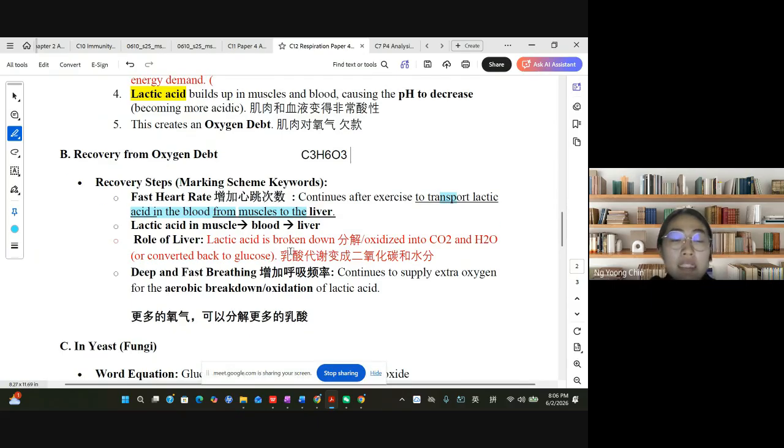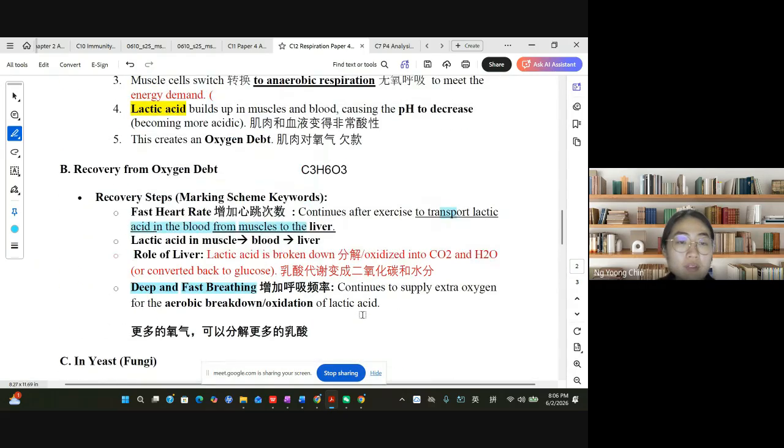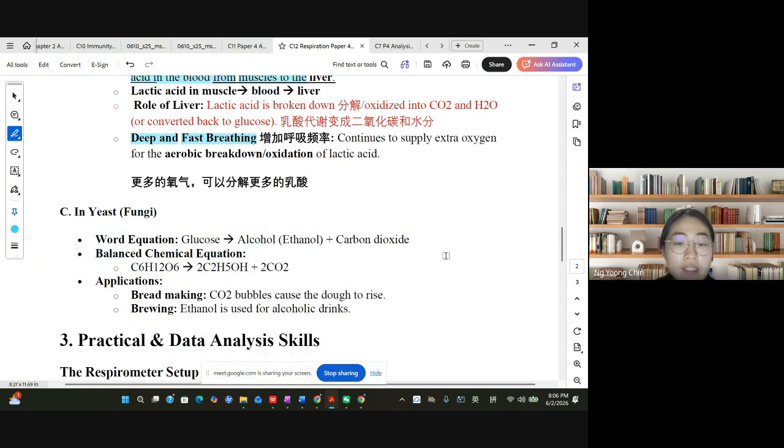And not only your heart rate, your breathing rate also remains at a faster rate. You have deep and fast breathing. So that you can continue to supply extra oxygen to your body, so they can increase the removal of the lactic acid and the waste product. This is the story for the oxygen debt, if they ask about this one.